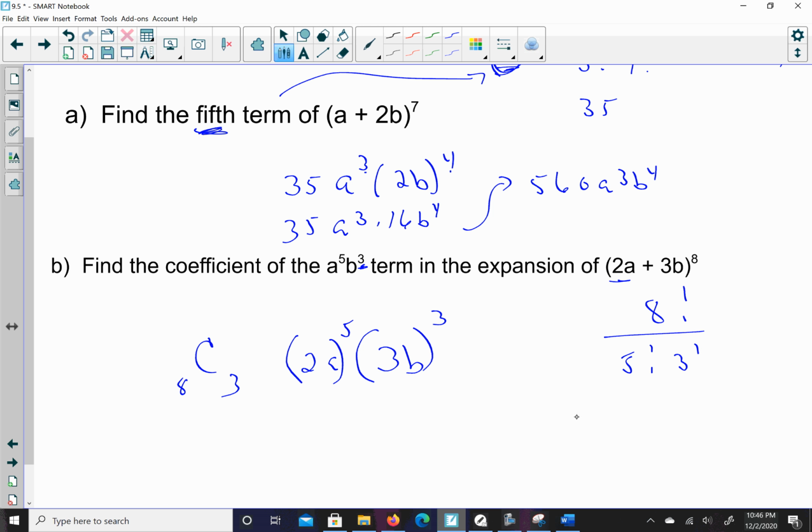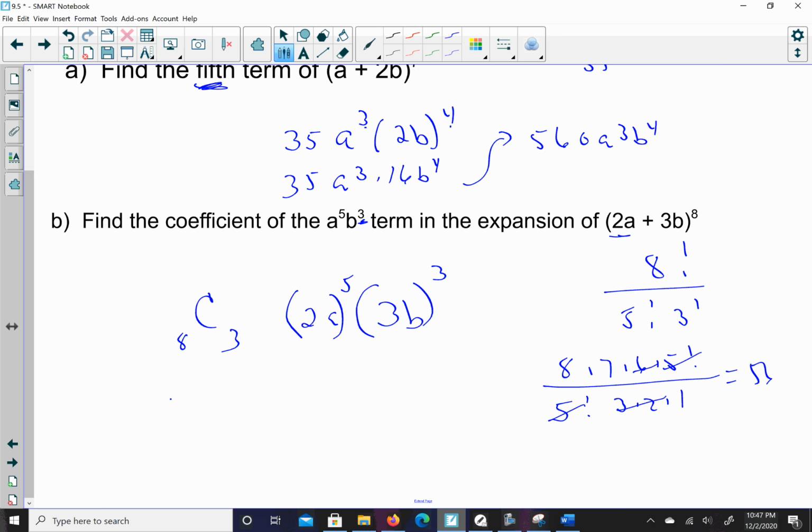And so that'll be 8 times 7 times 6 times 5 factorial over 3 times 2 times 1 times 5 factorial, so the 5 factorials will simplify. The 3 and the 2 will equal 6, so this will be 56. So this is 56. 2 to the fifth power is 32, and that's a to the fifth. And then 3 to the third is 27b to the third.